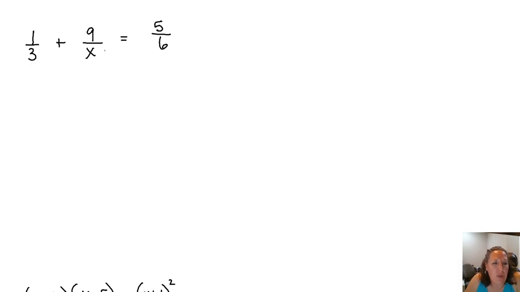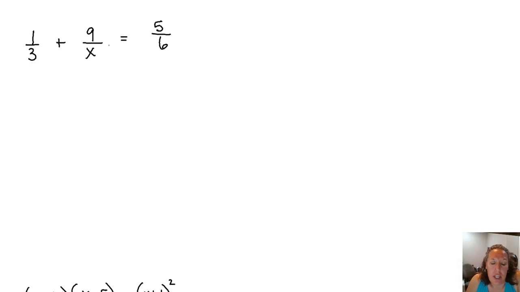So this one, because we have that x in the denominator of the fraction, isn't in the form of a linear equation. Remember, linear equations will always have x to the first power as the only power. Well, this one, we have an x in the denominator, so that means it's raised to the negative power.